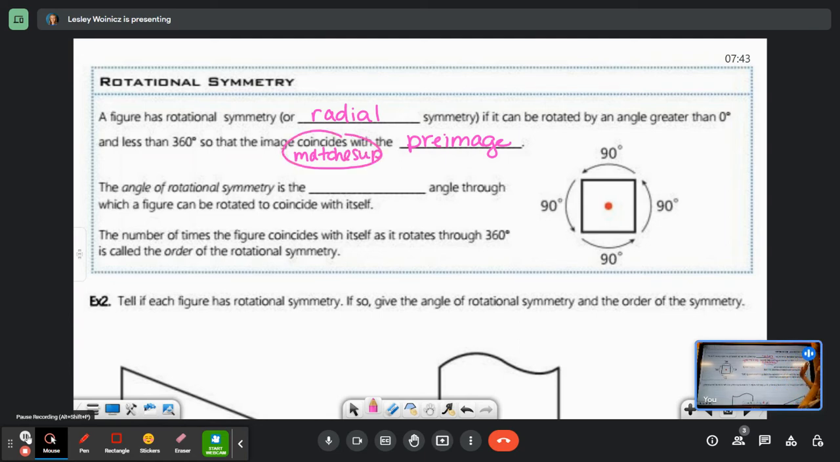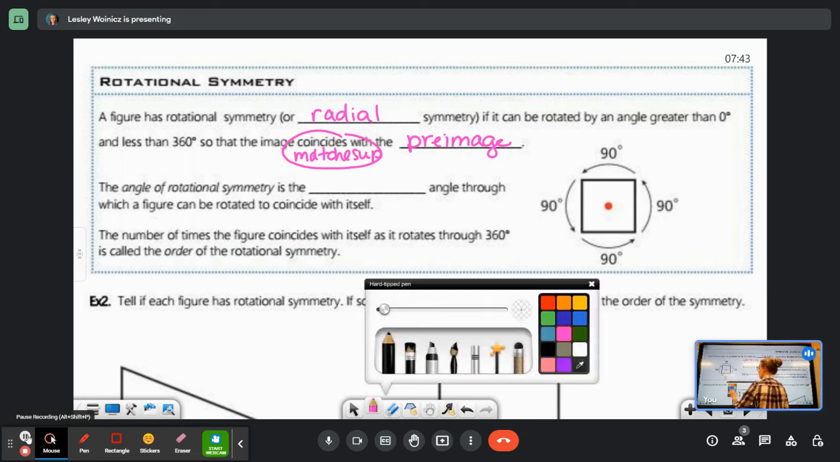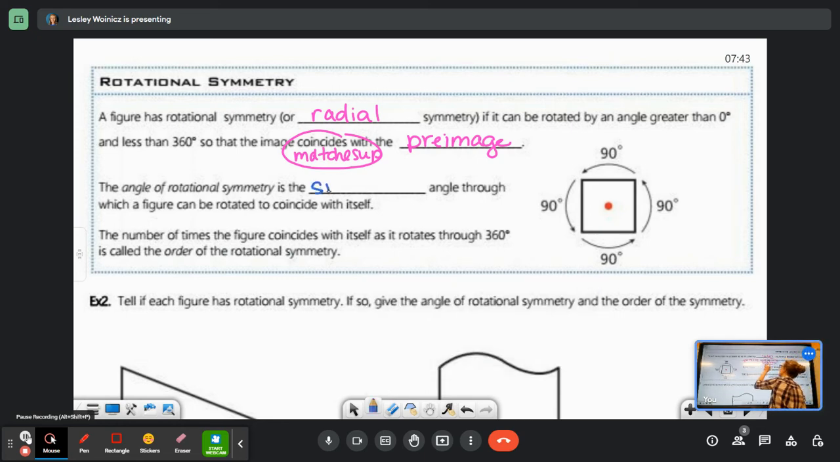Okay, so the angle of rotational symmetry is the smallest angle through which a figure can be rotated to coincide with itself.